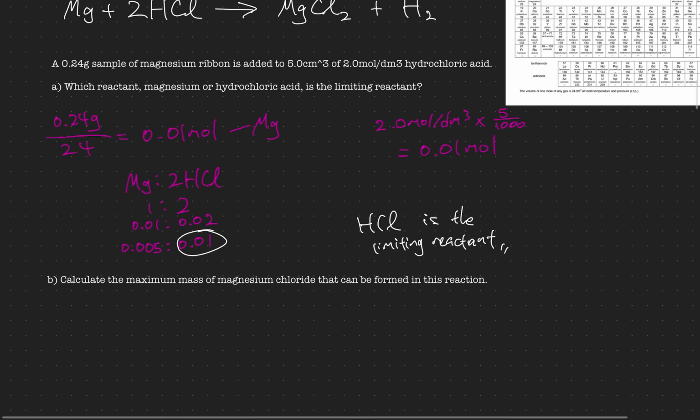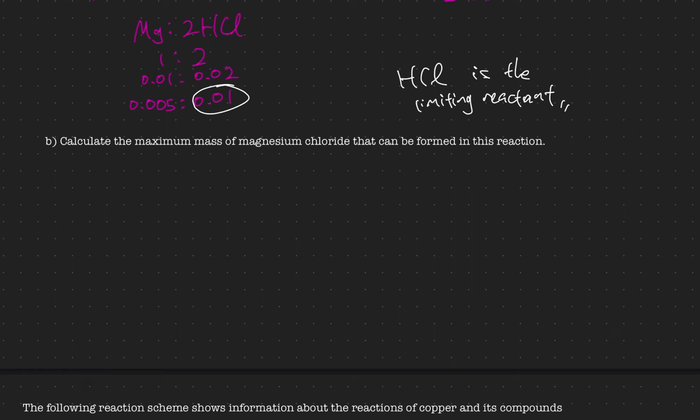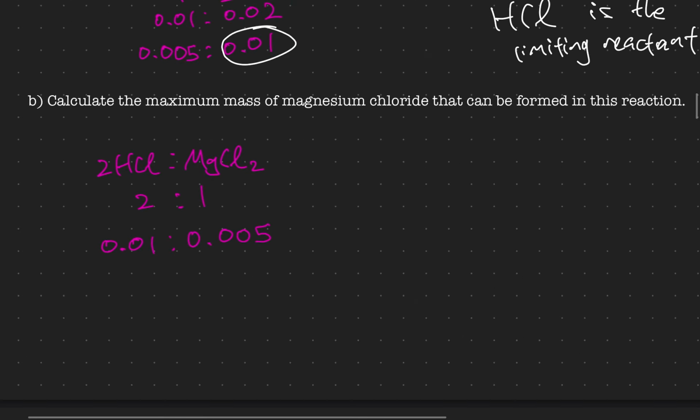Alright. Okay, moving on, part B. Calculate the maximum mass of magnesium chloride that can be formed in this reaction. So we know... Okay, now we're just going to compare. Okay, so we know that there's only 0.01 moles of hydrochloric acid. And the ratio is just 2 to 1, so it will be the same as above. Maximum amount of moles that magnesium chloride can form is 0.005.